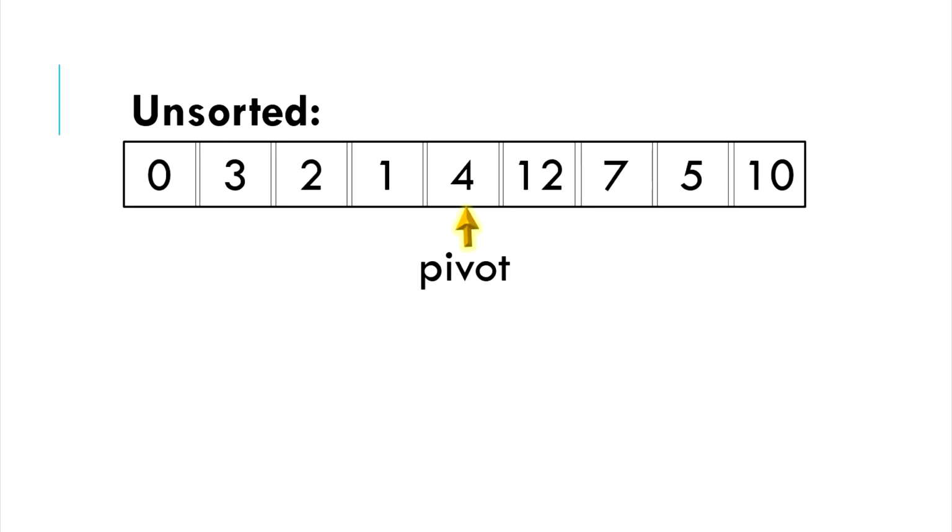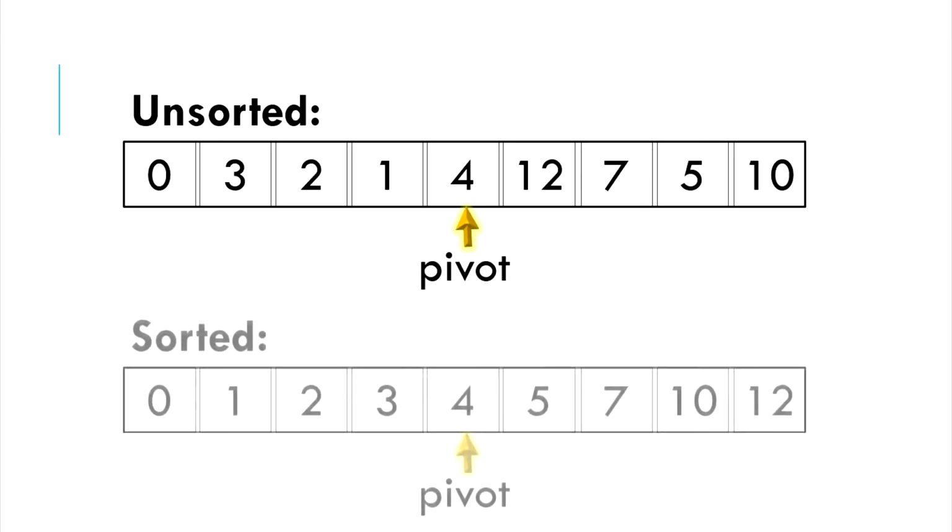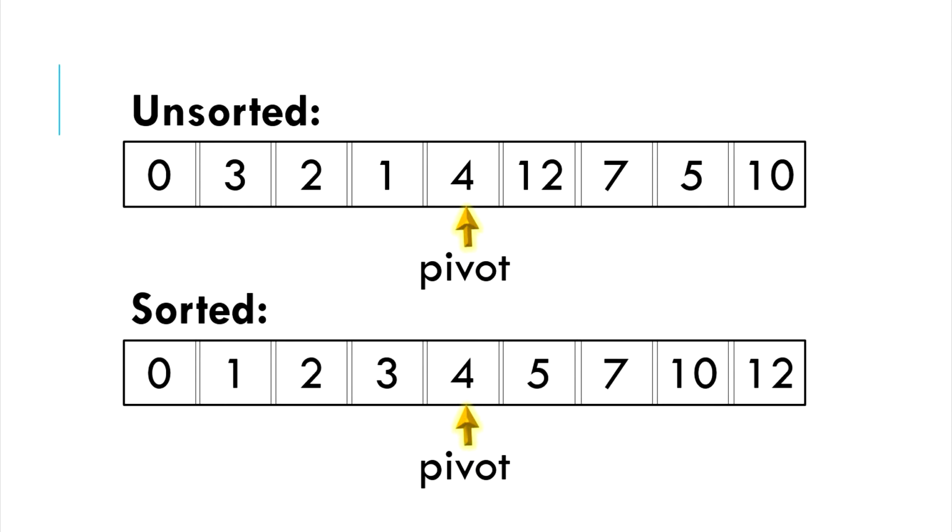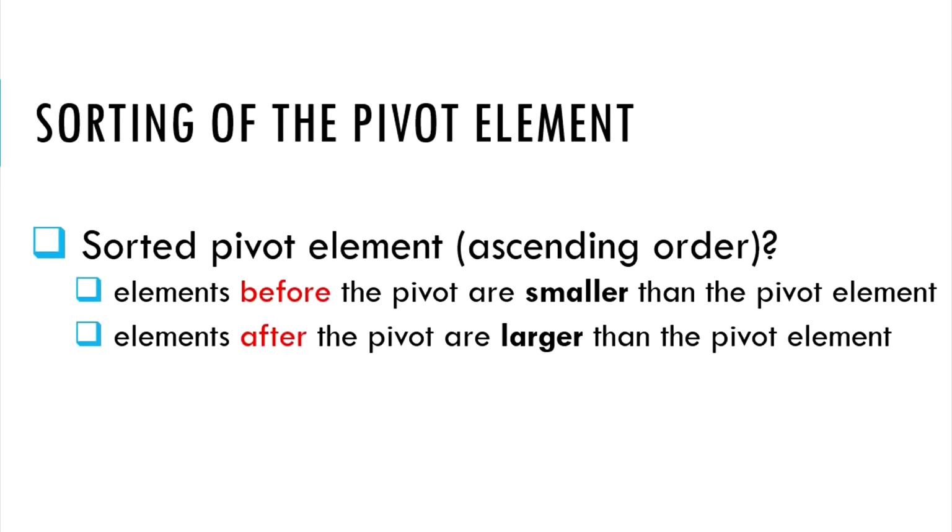What is a sorted pivot element? Well, it means that the pivot element is placed in the array such that its spot remains the same when the array is sorted. This would be the case if all the elements before the pivot are smaller than the pivot and all the elements after the pivot are larger.